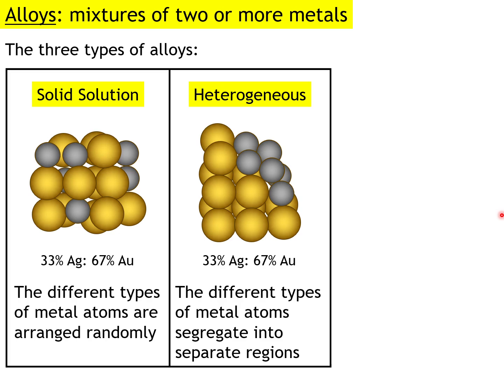That was actually kind of interesting because it showed that even in the bulk phase, metals still really don't like to be uniformly mixed with each other. They tend to segregate.